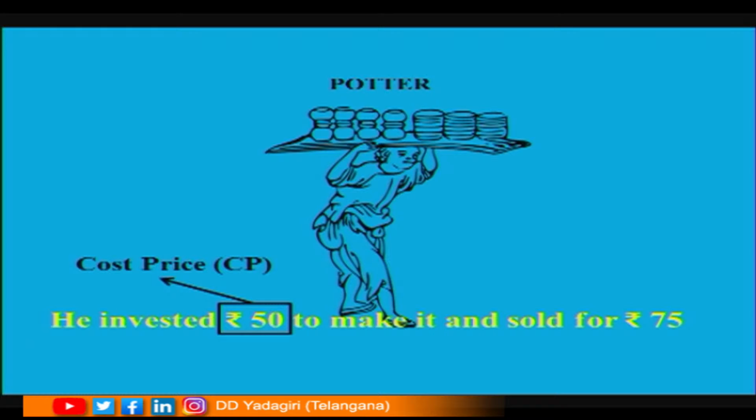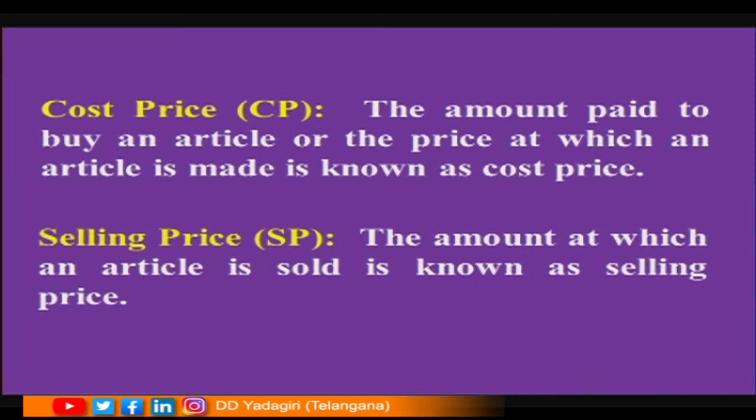That is, whatever the charges, whatever the amount incurred in making that item is called its cost price, and we represent it as CP. And this item is being sold for 75 rupees. So, this 75 rupees is called its selling price, that is SP. The cost price is defined as the amount paid to buy an article or the price at which an article is made, whereas the selling price is defined as the amount at which an article is sold.